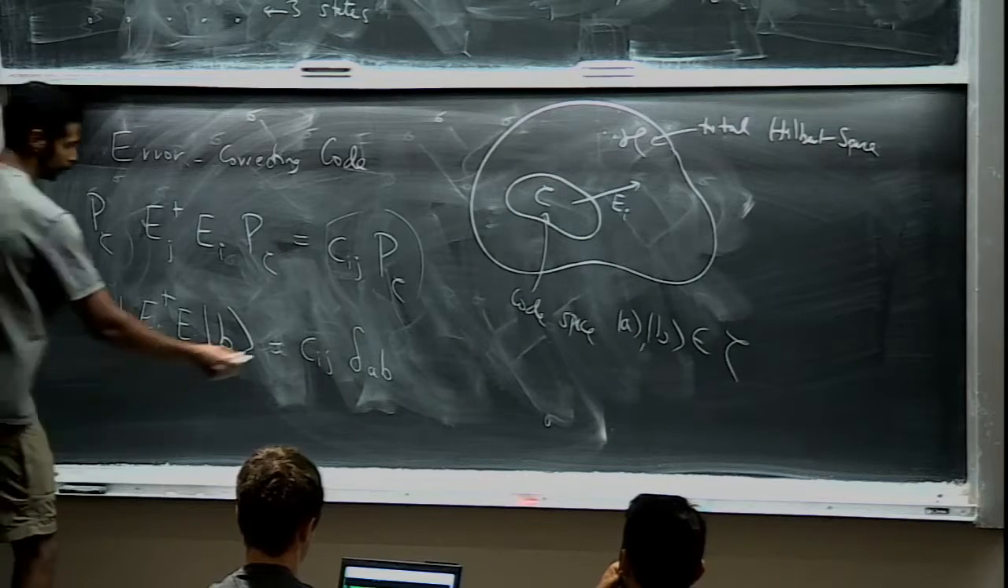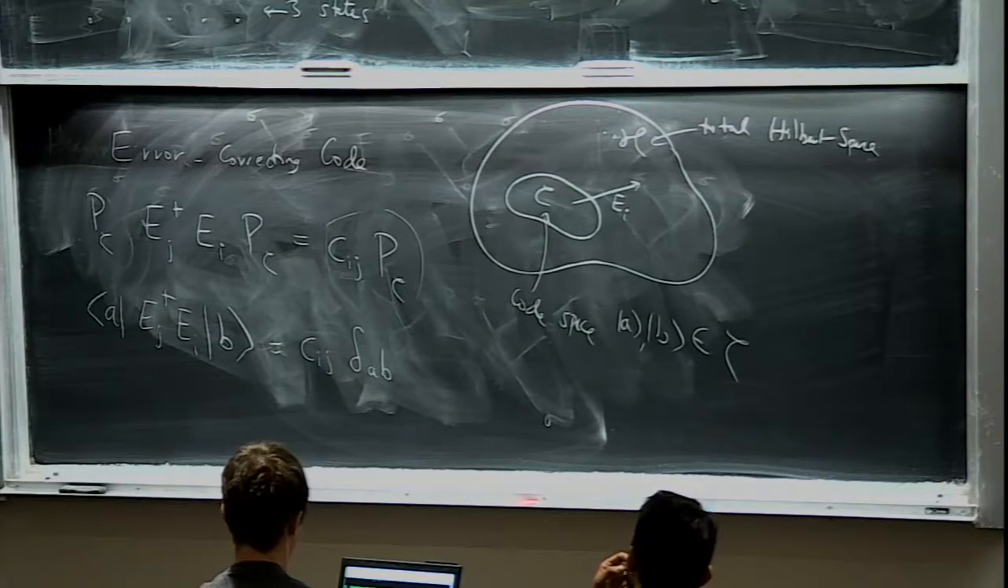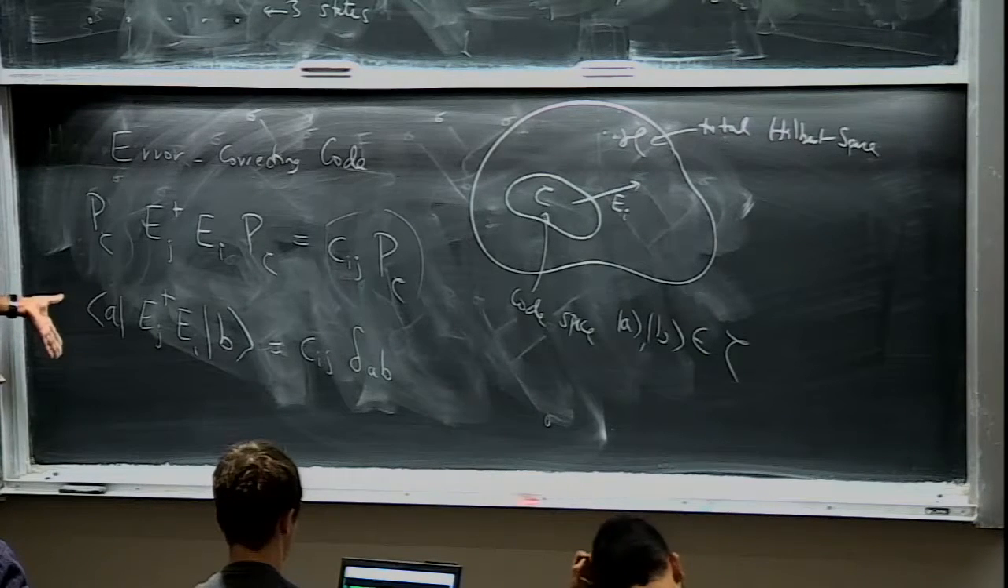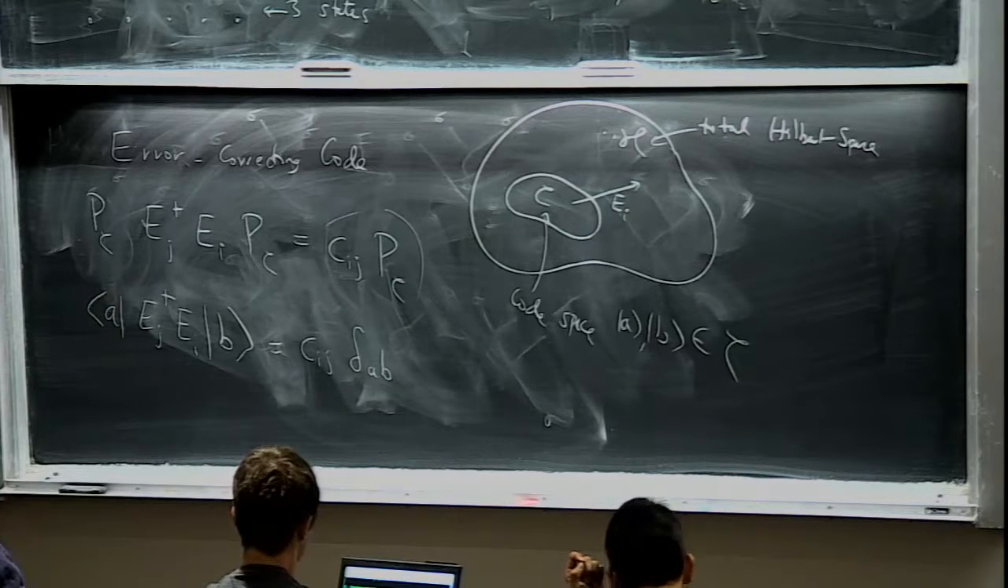Moreover, the fact that this doesn't depend on A or B tells you that in that process you don't learn any information about which state you were in. So having this is both a necessary and sufficient condition for a good code for those types of errors. Okay.